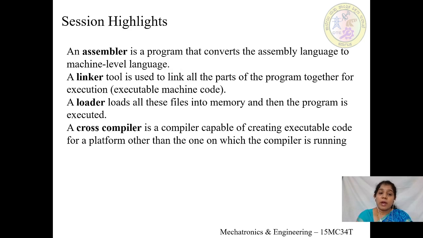And we have also discussed what is an assembler. An assembler is a program that converts the assembly language into machine level language. A linker is a tool that is used to link all parts of the program together for execution. A loader loads all the files into memory and then the program is executed. A cross compiler is a compiler capable of creating executable code for a platform other than the one on which the compiler is running.